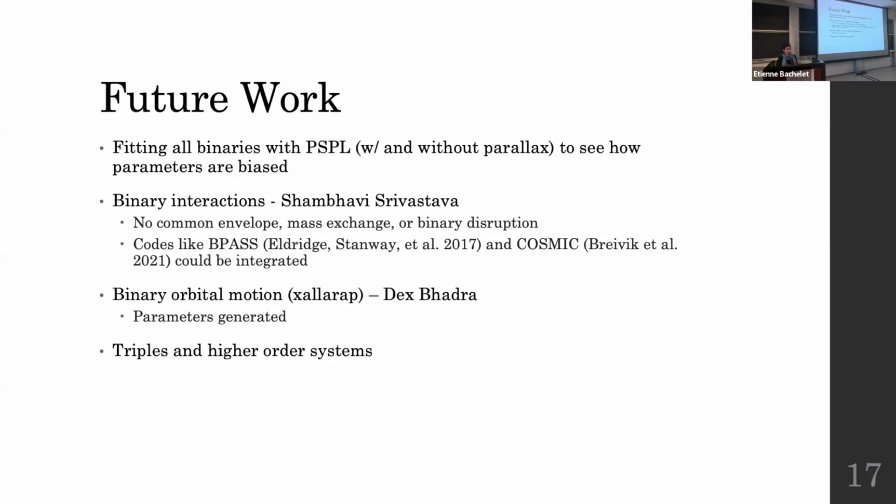We also want to include binary orbital motion, both in the lens and in the source. We've generated the parameters, and another undergrad, Dex Badra, has been working on adding binary orbital models to BAGLE, our microlensing model code, and then plugging in the parameters from PopSyCLE, so that we could have a set of light curves that include orbital motion. We also, at the moment, include triples in a rudimentary way, but we'd like to include them and higher order systems in a more robust one.